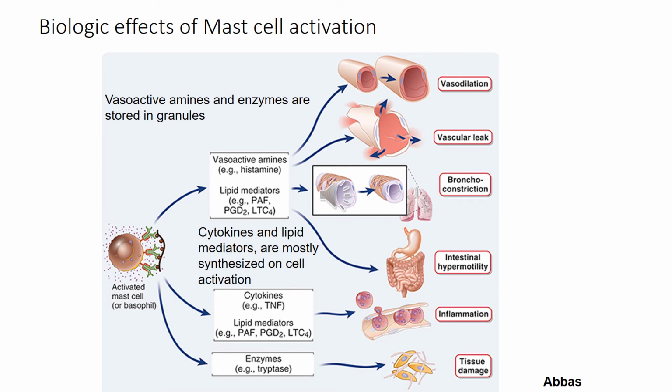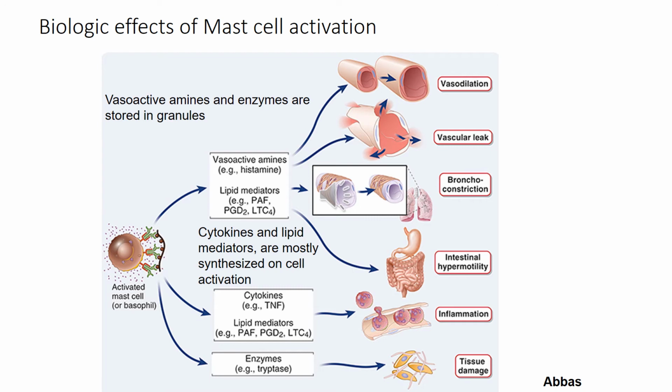So the biologic effect of the mediators of immediate hypersensitivity is described here in the picture. There is vasodilation, so the blood vessels increase in the area. There's also a vascular leak from these vessels. The bronchi will restrict, and in the gut there will be a hypermotility, which is very uncomfortable for persons that have eaten something they are allergic to. Also, a prolonged exposure will cause inflammation and tissue damage.